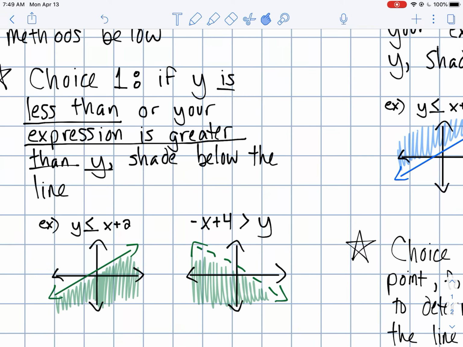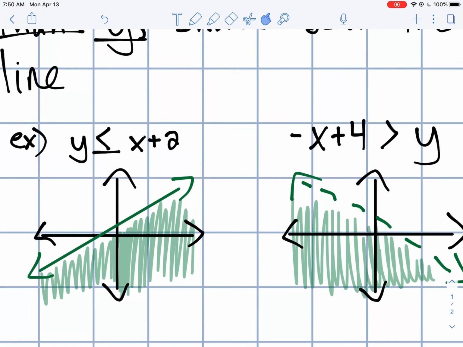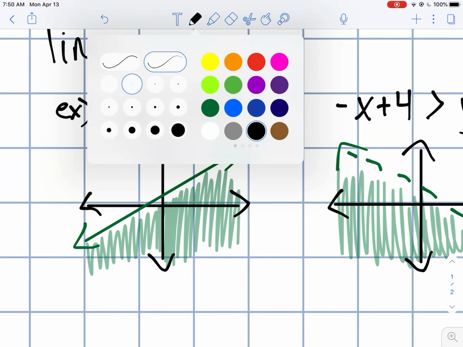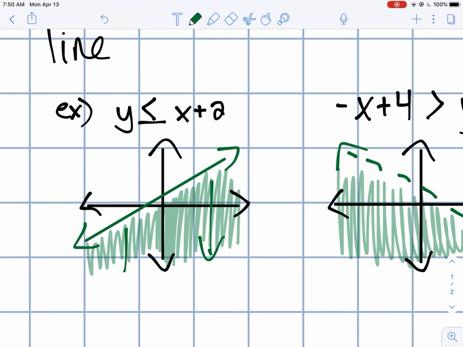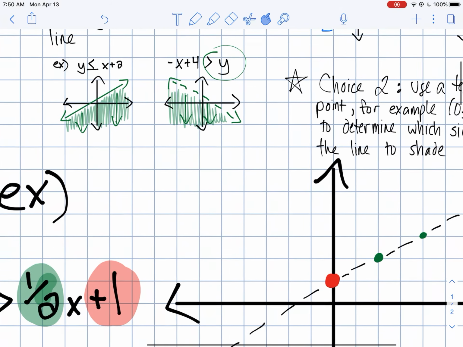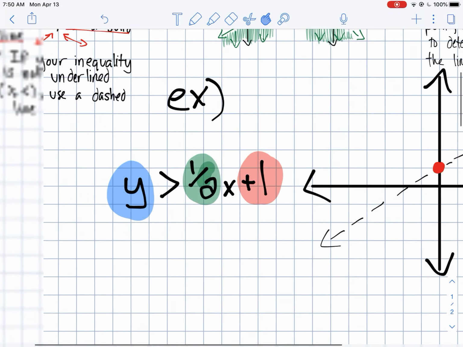Choice 1. It's telling you if y is less than, or your expression is greater than y, you're going to shade below the line. And you'll notice we have a few examples here. We have y is less than or equal to x plus 2. You will notice that we colored below our line, right here. We shaded everything below it. In this case, we had negative x plus 4 is greater than y. So let's see, since y is less in this case, we shaded everything below. That's one way you can approach this.